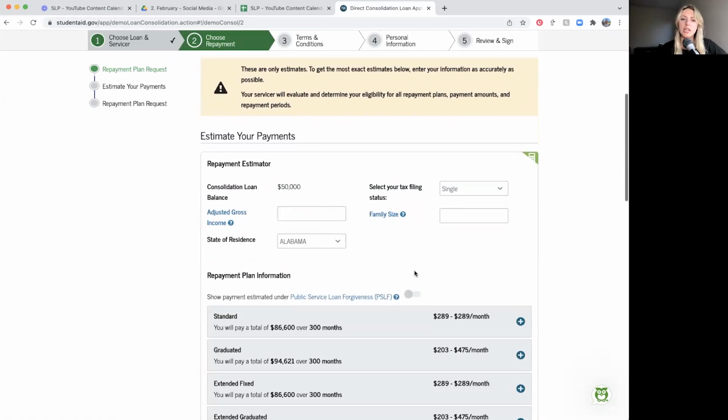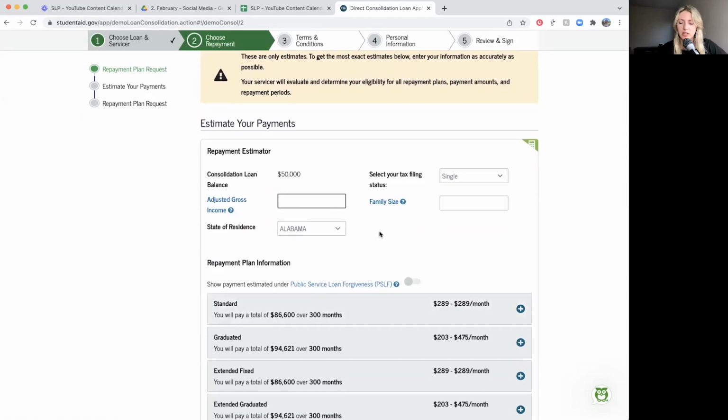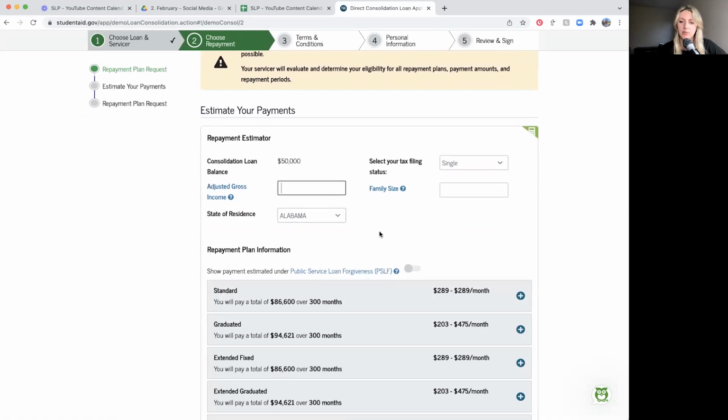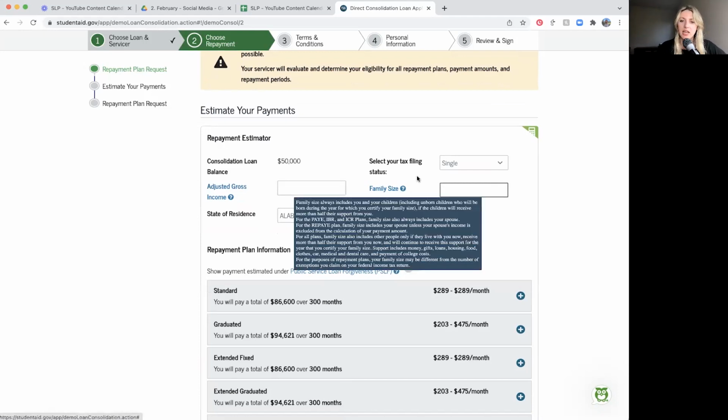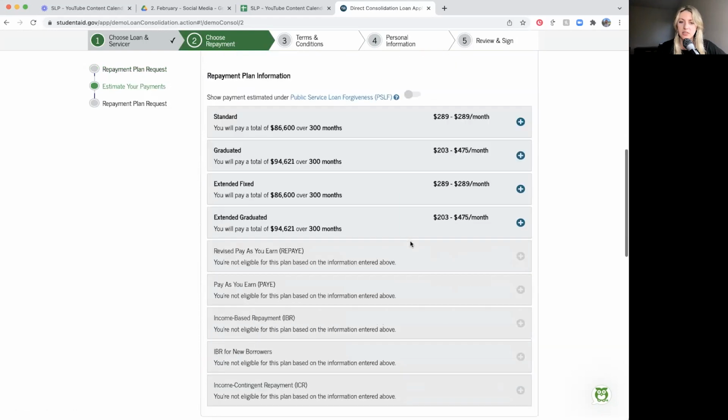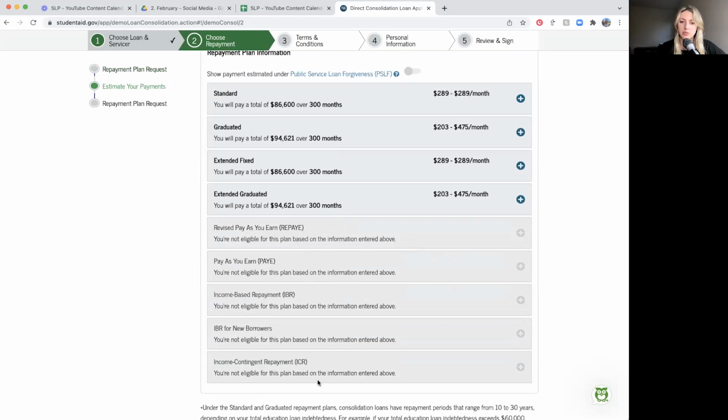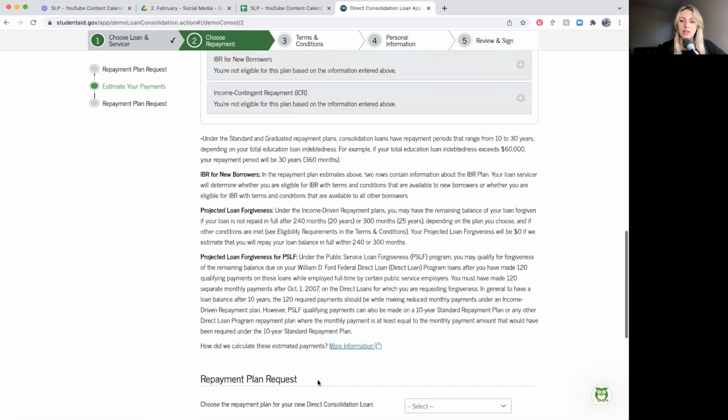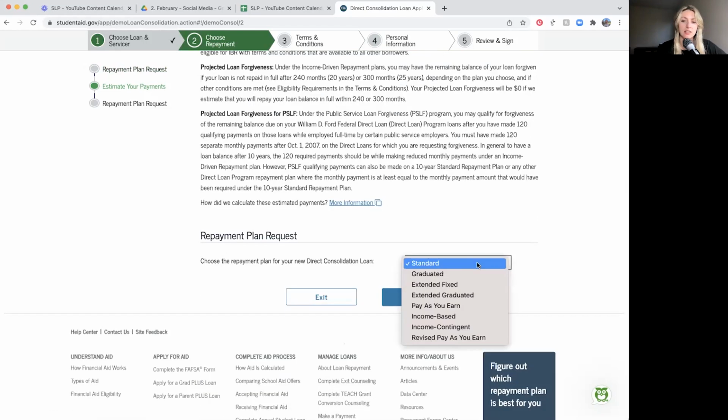So here you would put in your adjusted gross income, which you can find from your most recently filed tax return. Just look at your 1040, and it would be line 11. That's your adjusted gross income. Then put in your family size and your filing status. It'll give you an idea of what your income-driven payments would be, depending on which plan you're looking at. And then you can specifically select the income-driven plan down below.